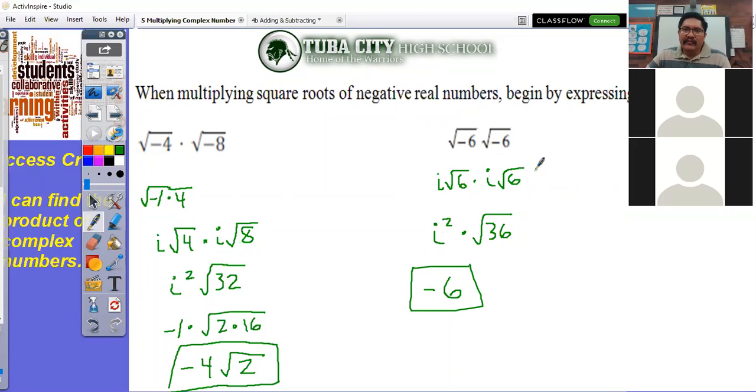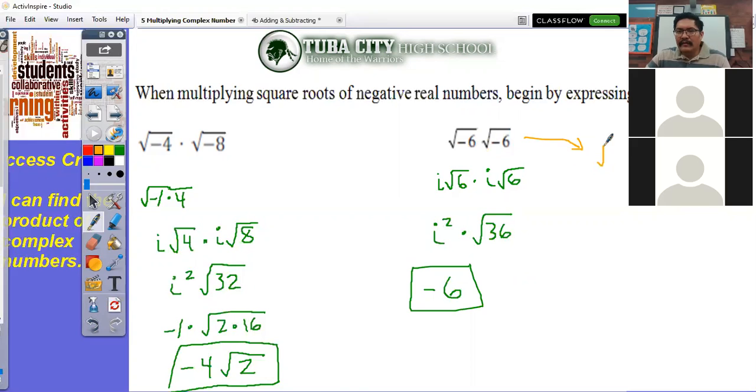Now, if we look at the directions, it says begin by putting them in terms of i. What happens if we don't put them in terms of i? In other words, does this make a difference? Because we know in math sometimes you can do things a different way and still get the right answer. So is this one of those things? Well, what if we don't put them in terms of i?